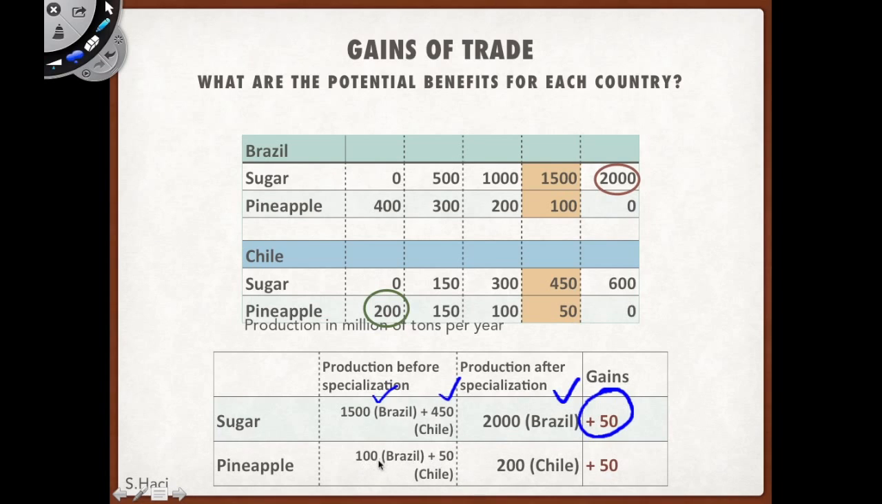For the pineapple, Brazil used to produce 100, which you can see this amount here. Chile used to produce 50 here, and now Chile by itself can produce the 200. So again, we gained 50 million tons of pineapple through this specialization.